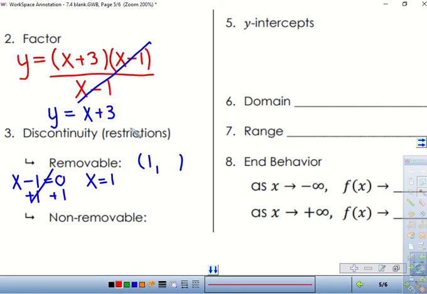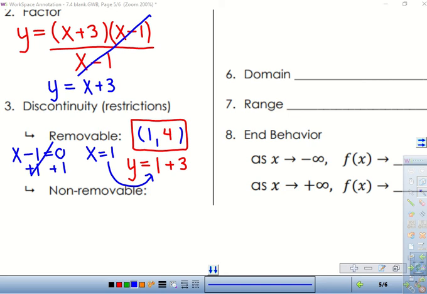So, to find the y coordinate of the removable discontinuity, what do you think we're going to do? Good, we're going to take our new equation and plug the x value into it to get the y value, which is 4. So this is our removable discontinuity we just found, (1, 4). So everybody see what I did there? Okay.